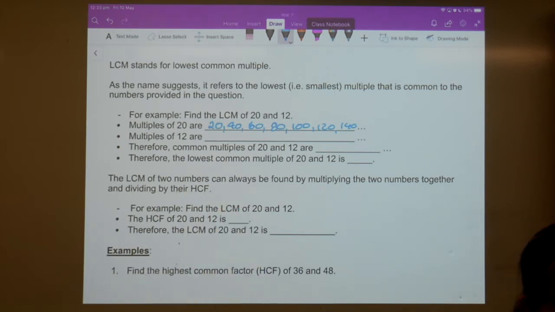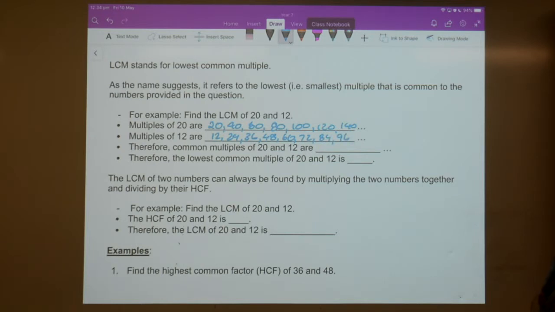I thought we were still in factors. It says lowest common multiple. Multiples of 12, we're going to start at 12. 12, 24, 36, 48. Is it 48? Yes.